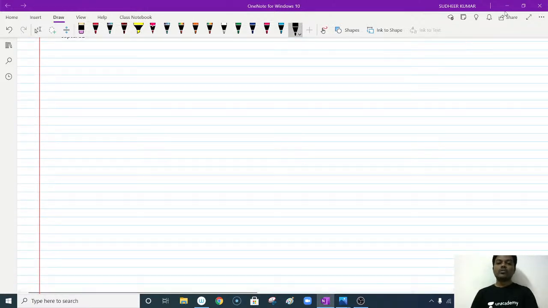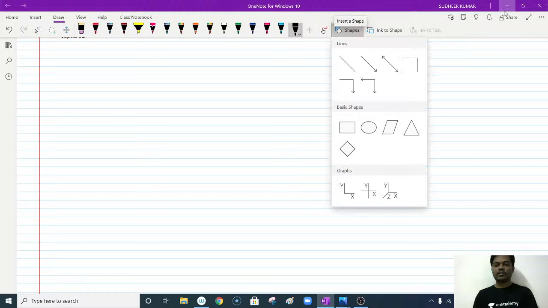So before going to start three-dimensional geometry: three-dimensional geometry is nothing but the extension of two-dimensional geometry, right? So as we know the two-dimensional geometry, let us see this.